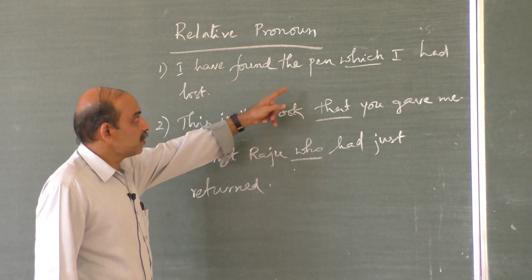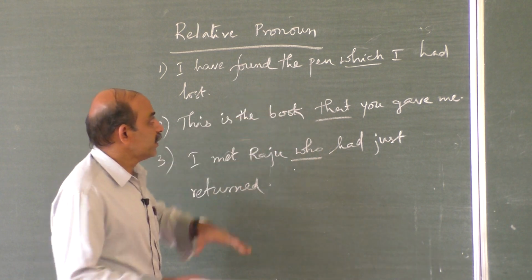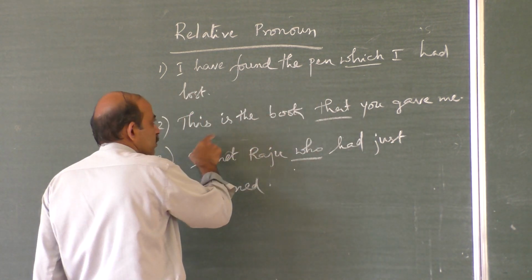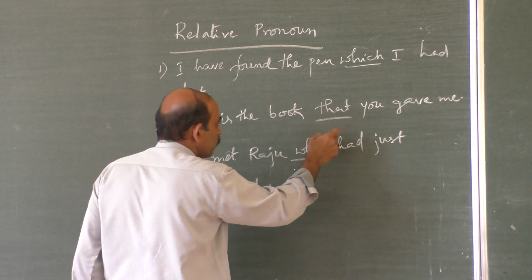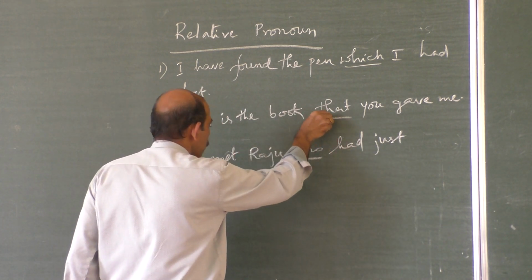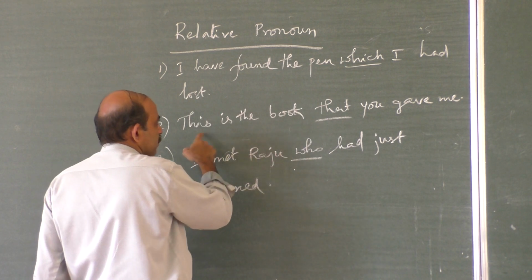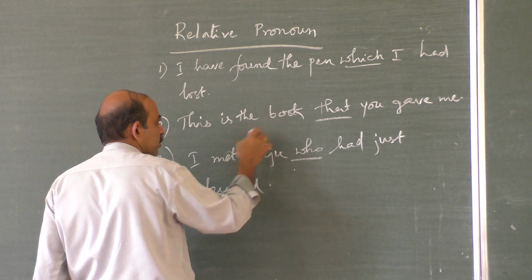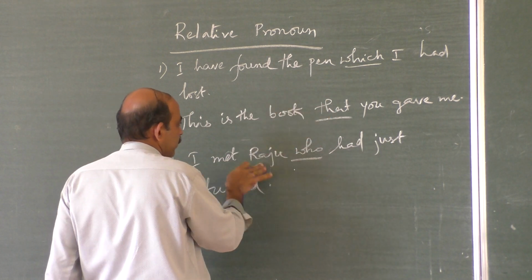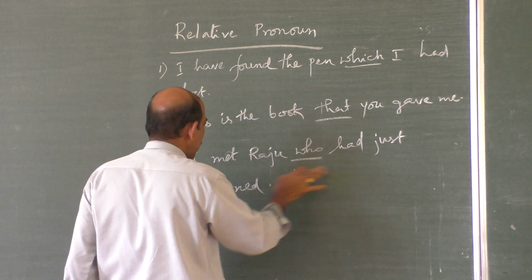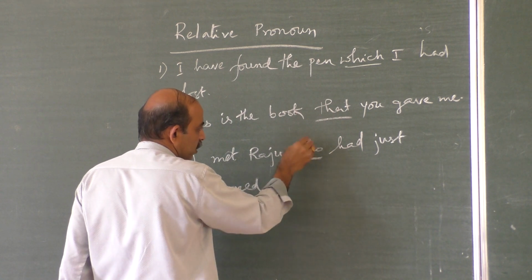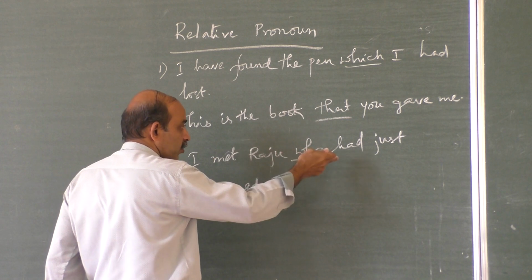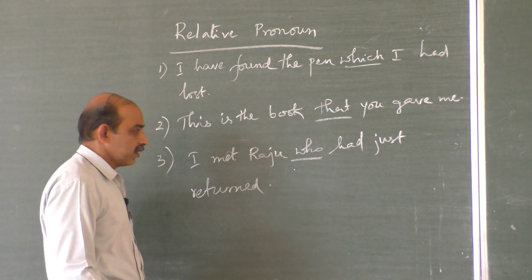Now, I have found the pen which I had lost. Here it is a relative pronoun. Second sentence, this is the book that you gave me. Here that is the relative pronoun. Once again, this is the book, main clause, that you gave me, subordinate clause, subordinating conjunction, that. I met Raju, main clause, who had just returned, subordinate clause, and this is the pronoun. And in the case of main clause and subordinate clause, this is the conjunction.